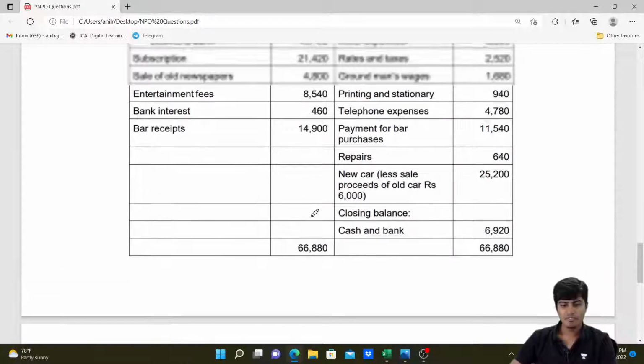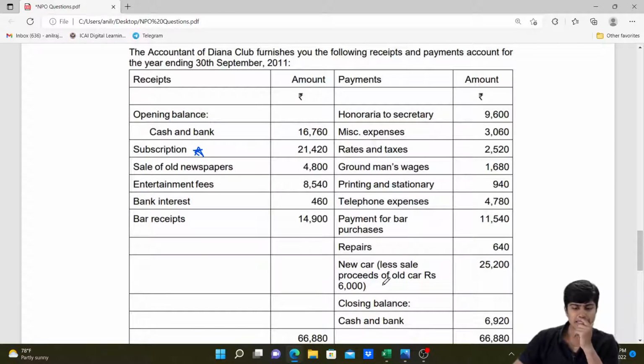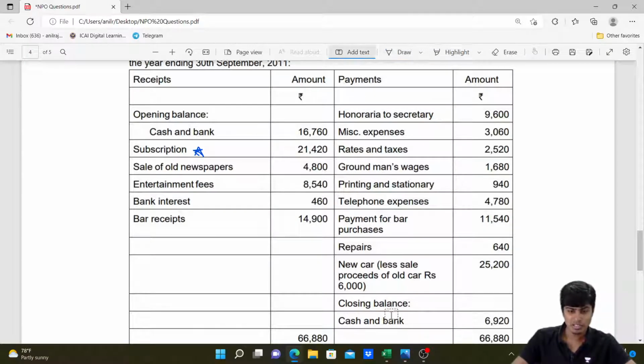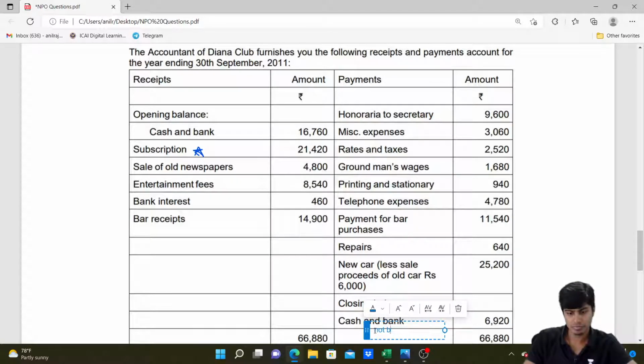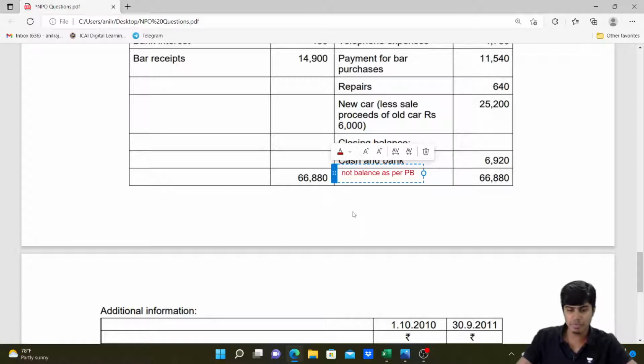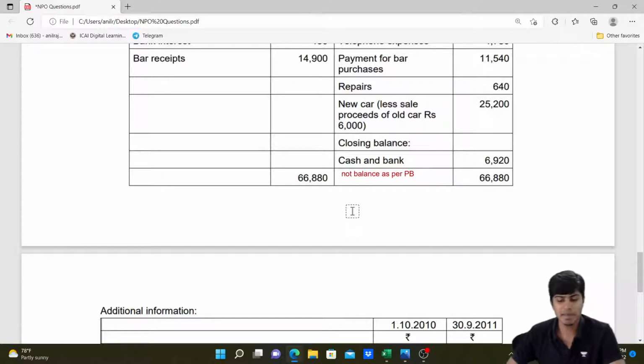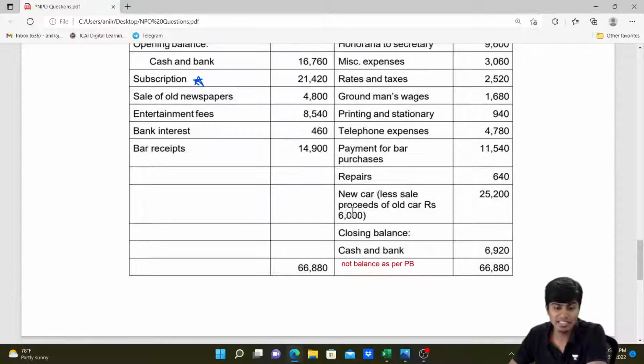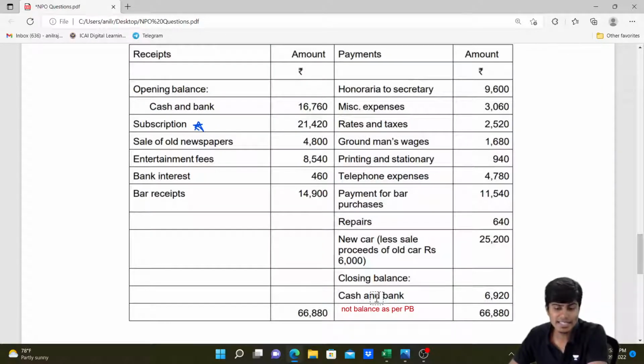If you observe the closing balance, they have given closing balance of cash and bank, and opening balance of cash and bank. They have not mentioned that this balance is as per passbook. Is this balance as per passbook? No, it is not, because they have not mentioned it. If they have not mentioned that it is balance as per passbook, can I say this cash and bank is balance as per cash book? And this balance as per cash book is the correct amount.